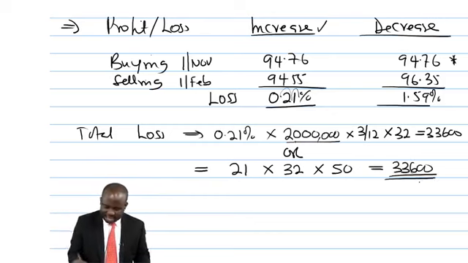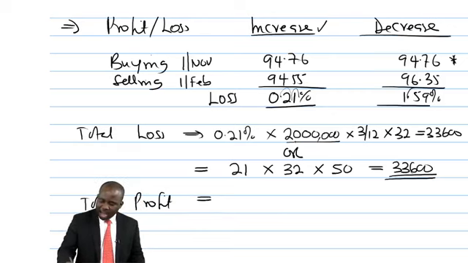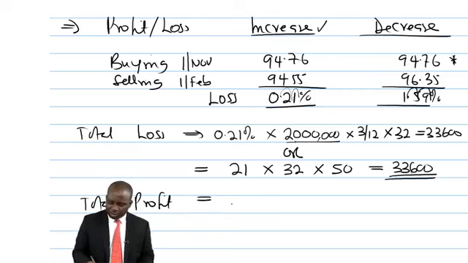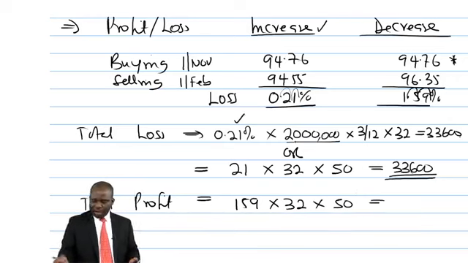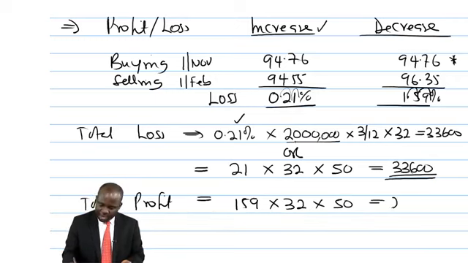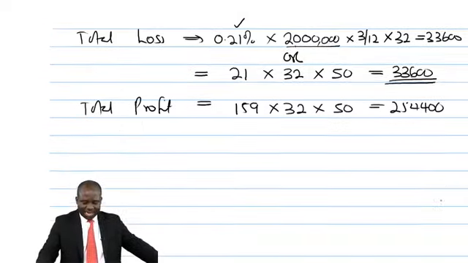This is the fastest. So when I also want my total profit, I'm going the short way. I will shift that one twice, get 159, multiply by the 32, multiply by the 50. If you put this one there, you come back to the same answer. 159 times 32 times 50 will give us 254,400. The moment I get the profit or loss, I look at the net outcome.